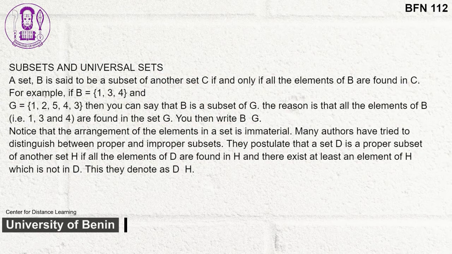The reason is that all the elements of B, i.e. 1, 3, and 4, are found in the set G. You then write B ⊆ G. Notice that the arrangement of the elements in a set is immaterial.